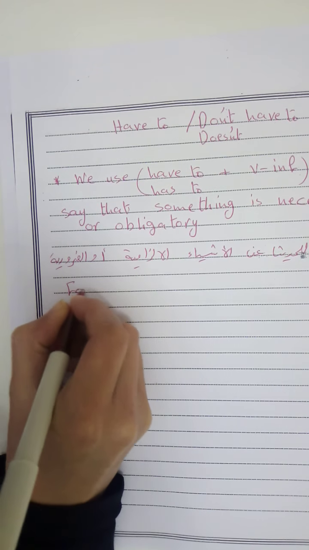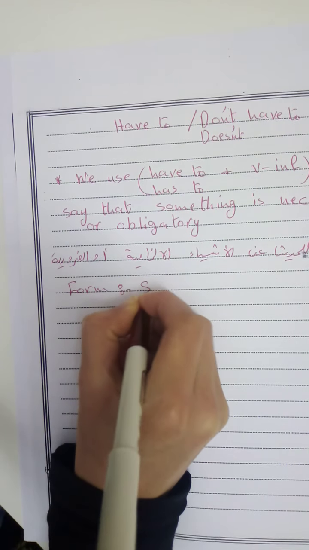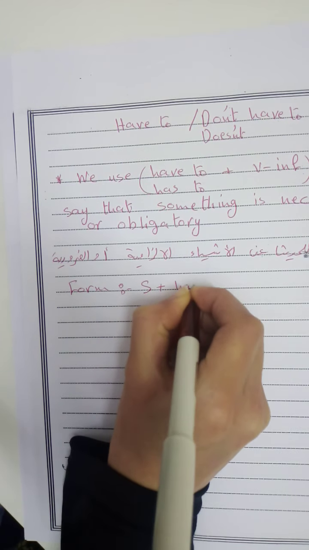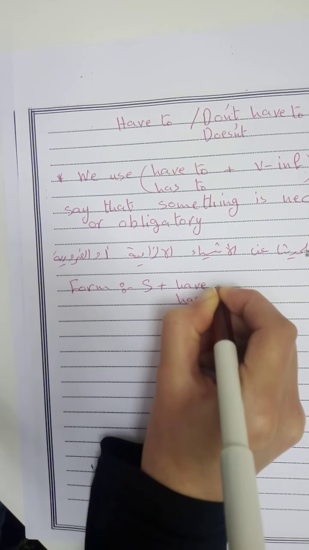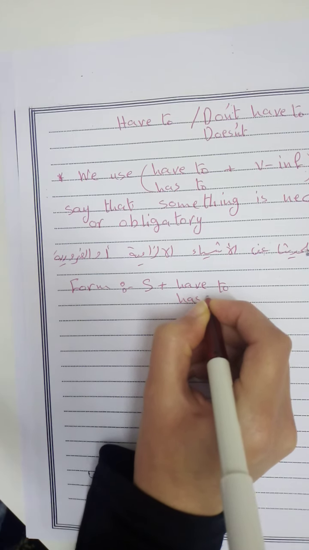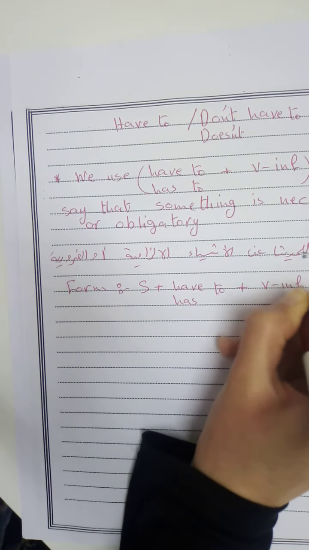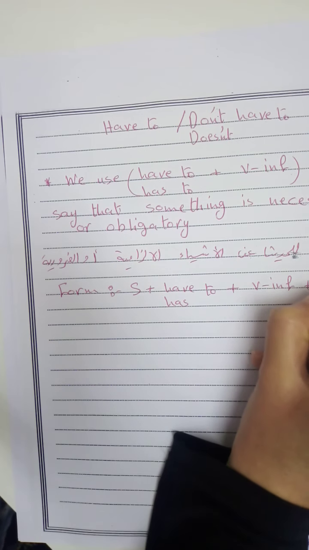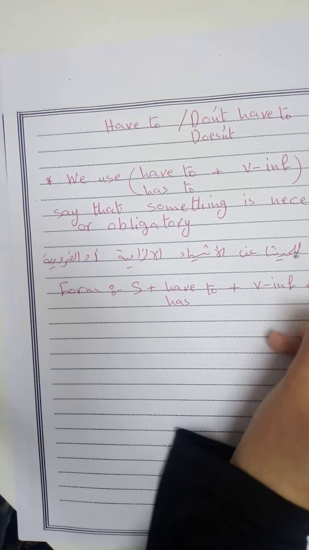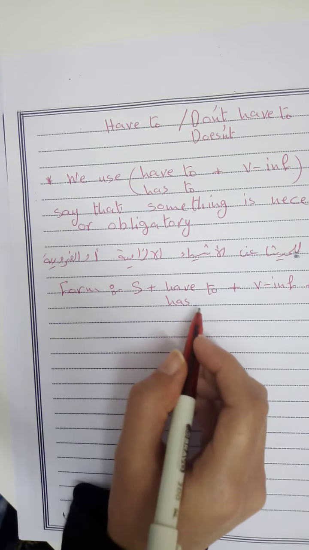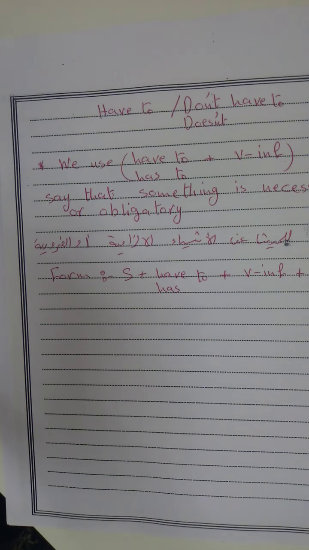Form: subject plus have to or has to plus verb infinitive plus complement. The sentence consists of subject, have to or has to depending on the subject, plus verb infinitive plus complement.